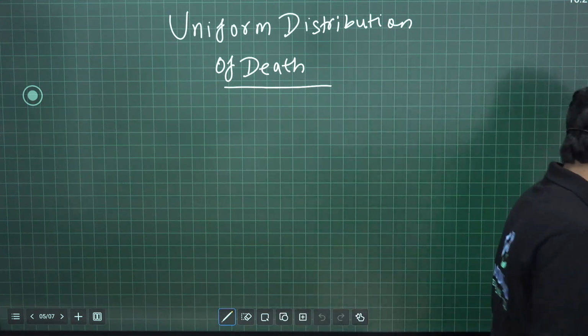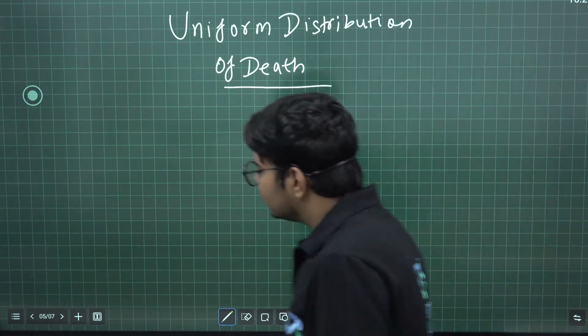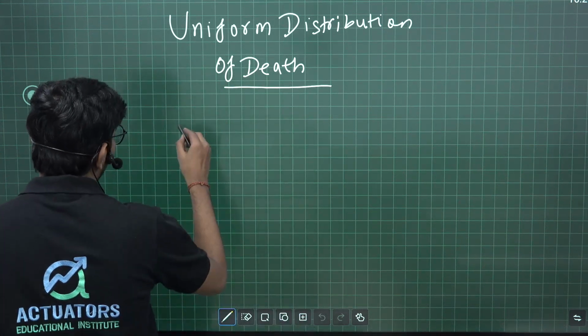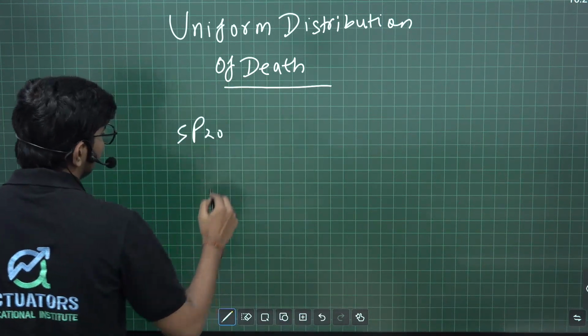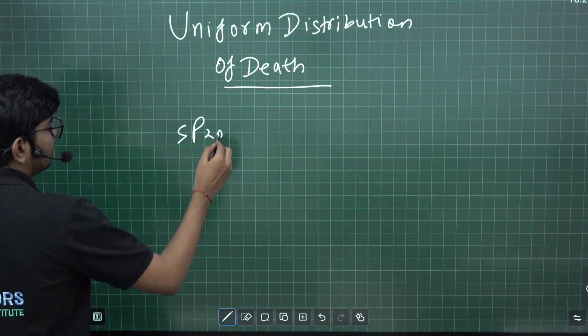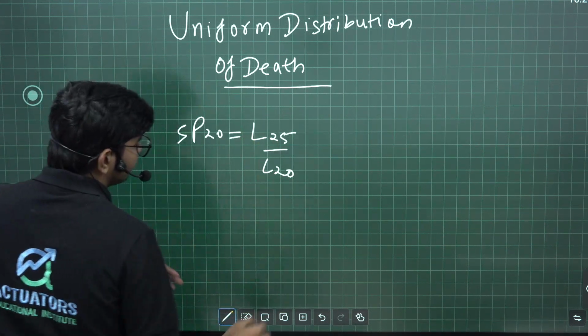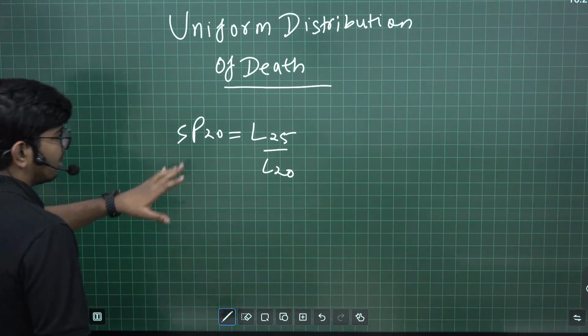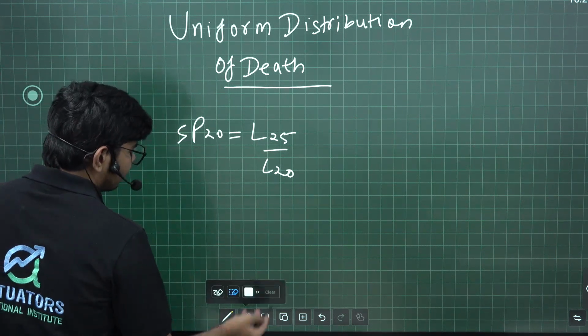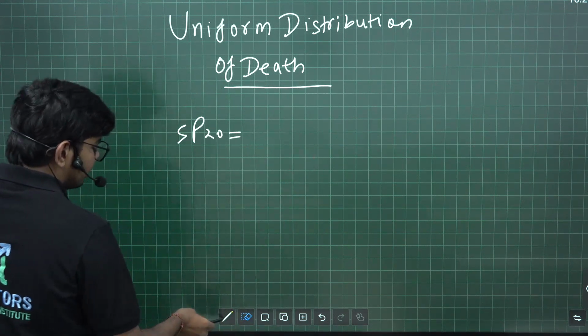So in the previous class, our case was very simple. We just had to figure out what 5p20 was and we were done with it. Obviously, this is equal to L25 by L20. We already know that. We have already dealt with questions far tougher than this, so we already know how to deal with these kinds of questions now.